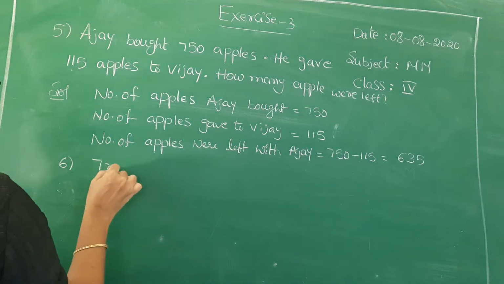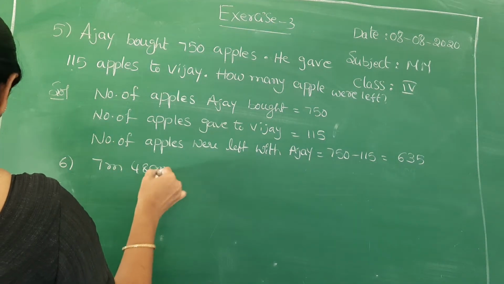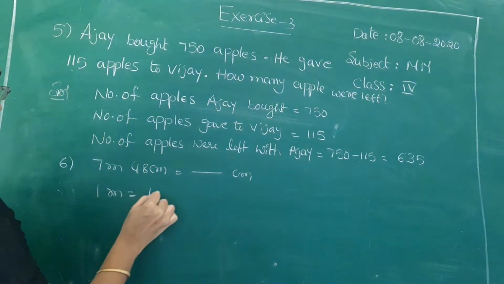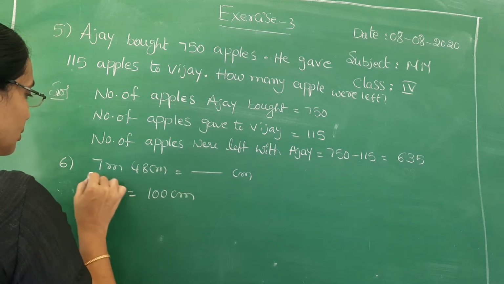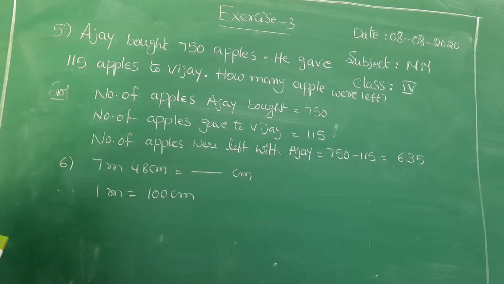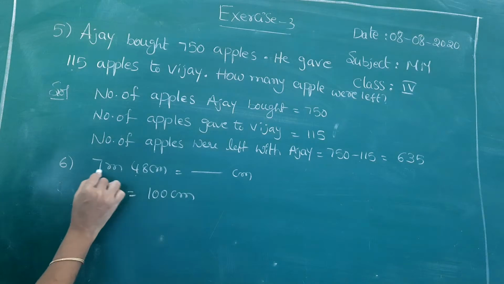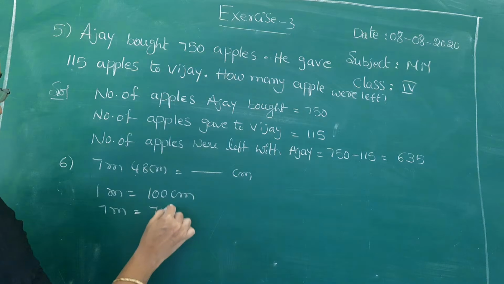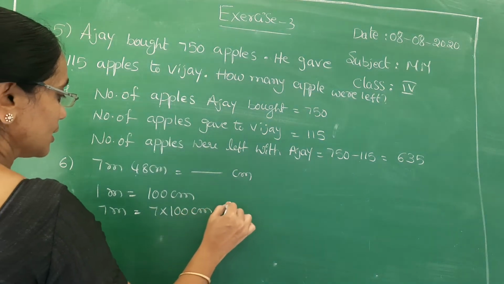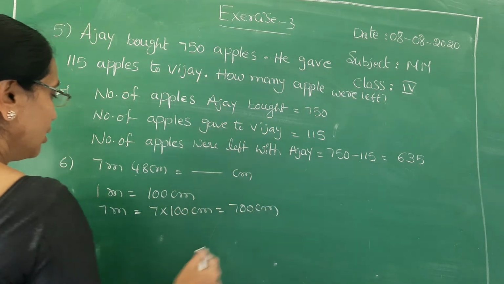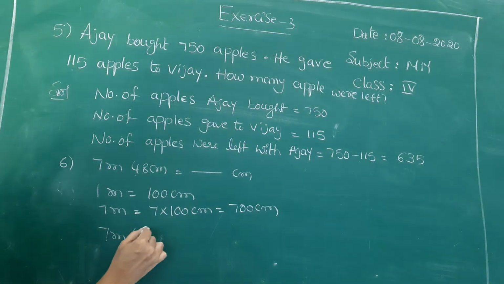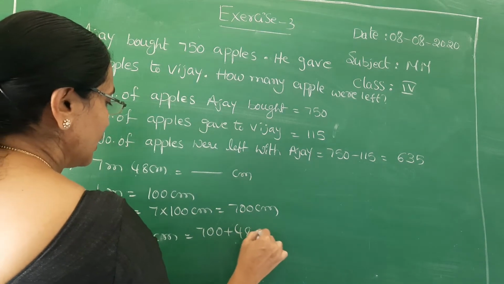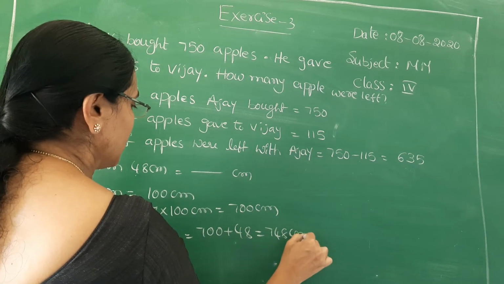7 meters 48 centimeters is equal to dash centimeters. Already you know 1 meter is equal to 100 centimeters. Here they are asking to convert this total into centimeters. You have to convert that into centimeters. 7 meters is equal to 7 into 100 centimeters, that is 700 centimeters. Now you write 7 meters 48 centimeters is equal to 700 plus 48, that is 748 centimeters.